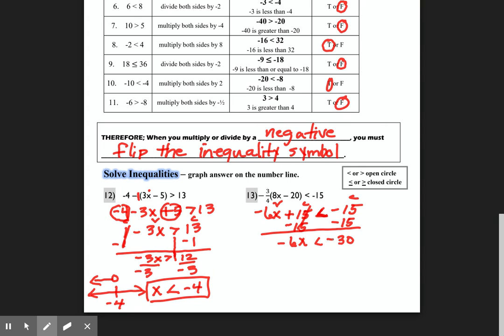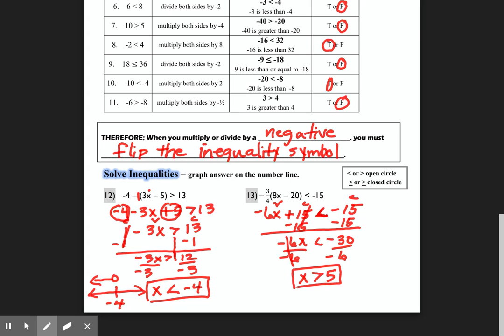And then we're going to divide by -6. Divide by -6 to both sides. And again, we are dividing by a negative. Now, if we weren't dividing by a negative, we would leave the symbol as it started with, which is less than. But since we're dividing by a negative, we flip the inequality symbol, and -30 divided by -6 is 5.